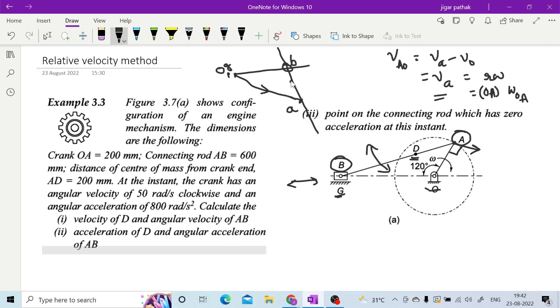So here you are having this velocity of B with respect to A, and here you are having your velocity of B only, because again this G is fixed as O is fixed. So you can write VBG, or here you can write VAO or VA. It is same.